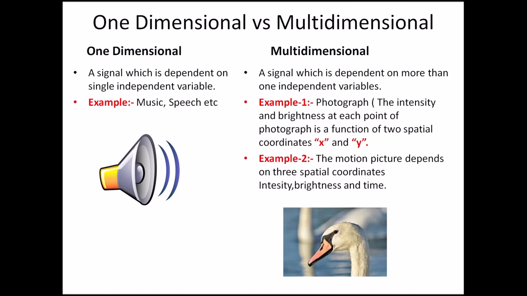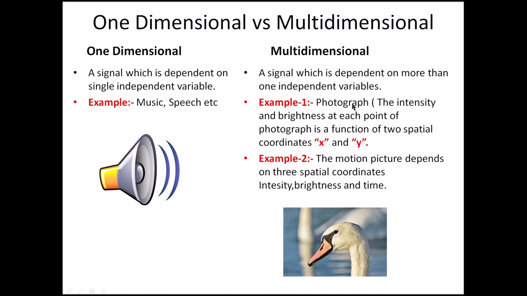Next is one-dimensional versus multi-dimensional signal. Basically, a signal which is dependent on a single independent variable is called a one-dimensional signal. And a signal which is dependent on more than one independent variable is called a multidimensional signal. Examples are music signal and speech signal, because they depend on time only. The domain is time itself.